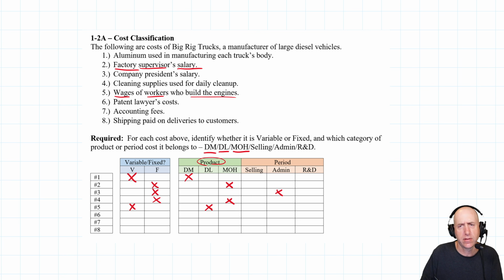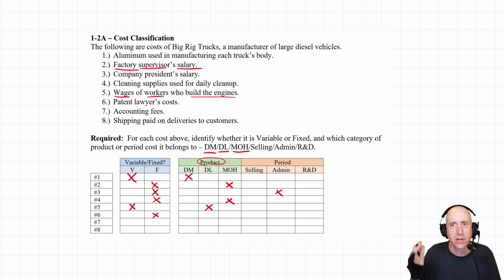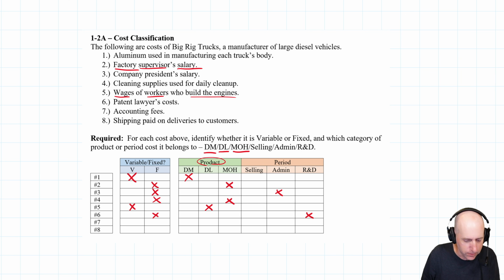Patent lawyer's cost. It doesn't matter if I make more trucks, I pay my patent lawyer the same thing. I'm patenting some new invention. It doesn't matter if you make 1 truck or 50 trucks, you're paying the patent lawyer the same. Or if you make an extra truck, right? There's no extra cost. Product or period? Well, patent lawyer's not working in the factory. This is period. And I would say a patent lawyer is R&D. This is related to a new product line, right? You're patenting something new, presumably. That's what a patent is.